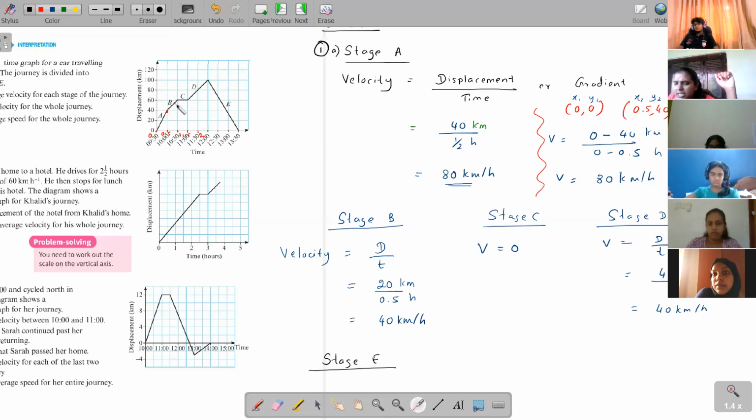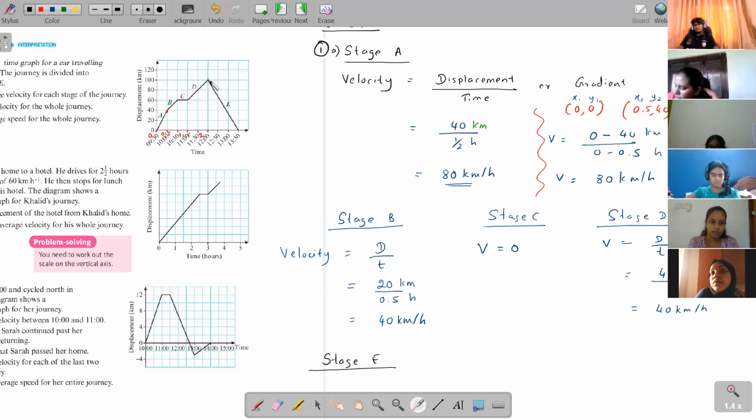I don't know whether you are understanding this. Then at stage C, you are resting. You are staying in one place. You are not moving. You are having a rest. And then C to D, what happens? Again, you are moving forward. From 60 to 100, you are going another 40 kilometers front. You are moving to the right. You are going front.